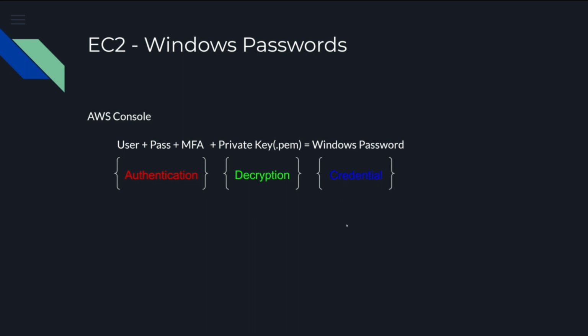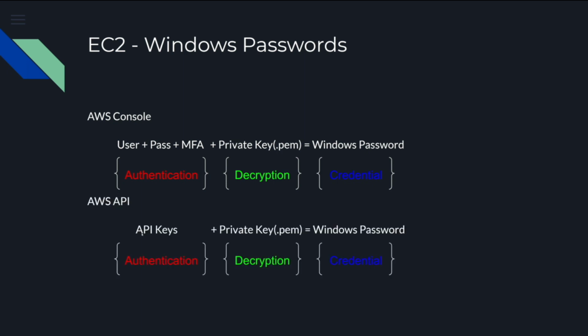Okay, that gives you the credential. And remember, this is a great example of what I told you earlier: everything that you could do in the console, you can also do via the API. With the API, all you need are API keys and that pem. You authenticate with the API keys, you decrypt with the private key, and you get a Windows password.